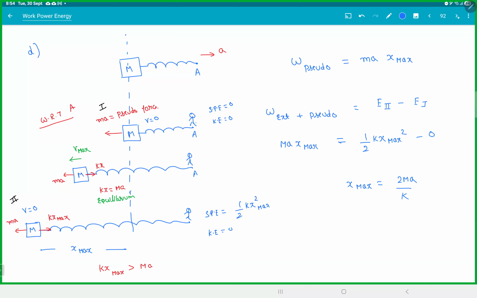Any doubts on this? Sir, so after the mean position, the velocity starts to decrease and it'll decelerate. So the spring has to do the same negative work it did to give it that velocity, right? Basically, the spring is absorbing all the energy, no?